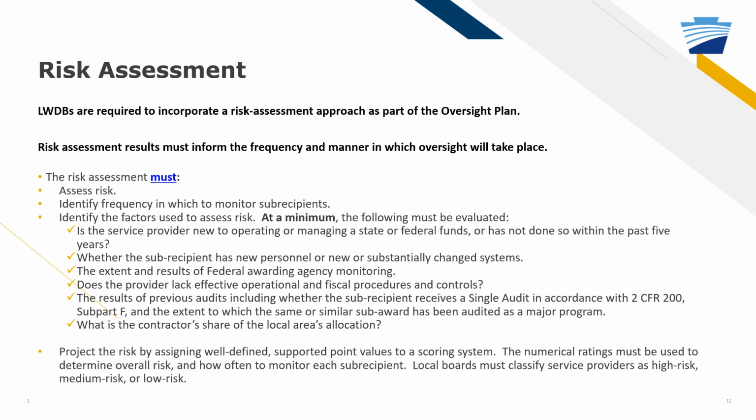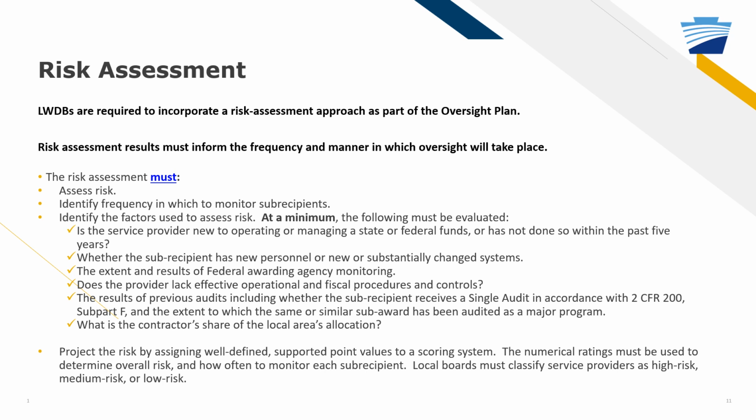The risk assessment must use a well-defined, supported point value scoring system, which must be consistently applied amongst all subrecipients. Subrecipients must then be identified as low, medium, or high risk, and each category must correspond with a particular course of action. This course of action may be no additional action for low-risk providers, and additional monitoring or voluntary or mandatory technical assistance for those with an elevated risk status.